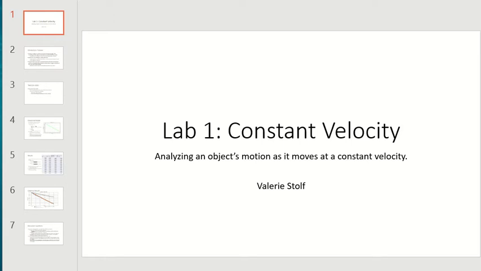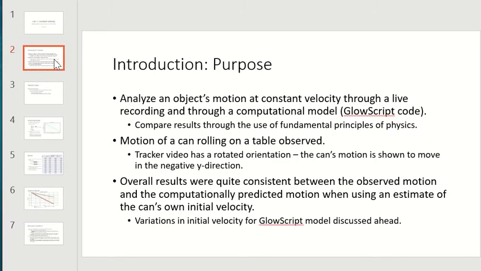In Lab 1, I will be presenting my findings on the motion of an object as it travels at a constant velocity. The purpose of this lab was to analyze an object's motion traveling at a constant velocity, which is the same speed without a change in direction, through analyzing a video of the motion using Tracker, as well as developing a computational model to describe this motion using GlowScript. I will be analyzing the motion of a can rolling across a table.